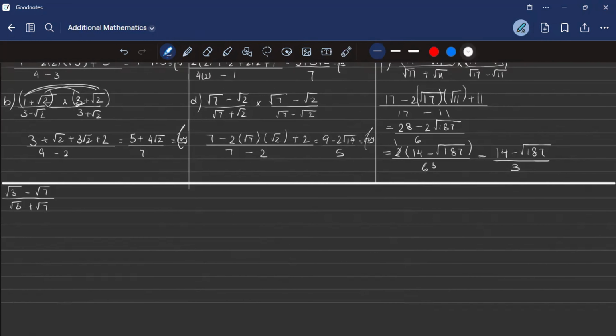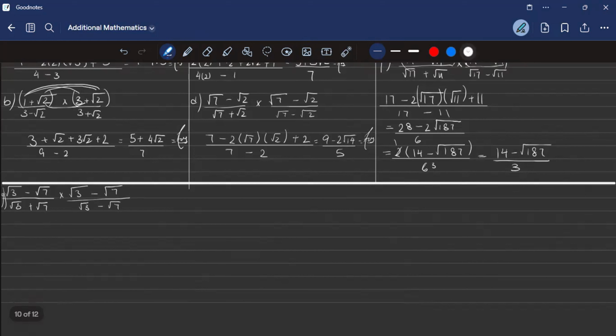Again, there are two conjugate surds in division. So we do know what to do. Before I do that, let me just label this as part G. Multiply this by √3 minus √7 and divide by √3 minus √7.